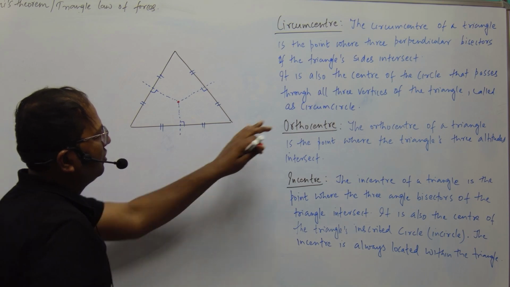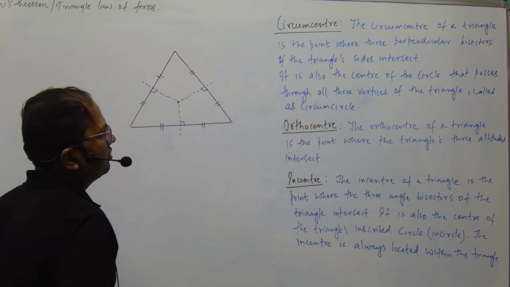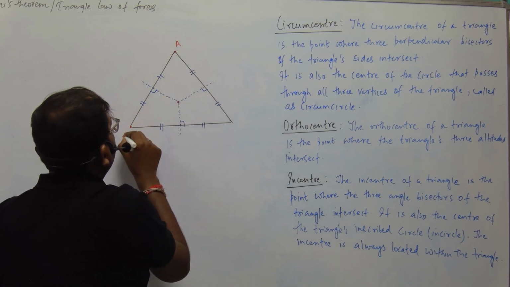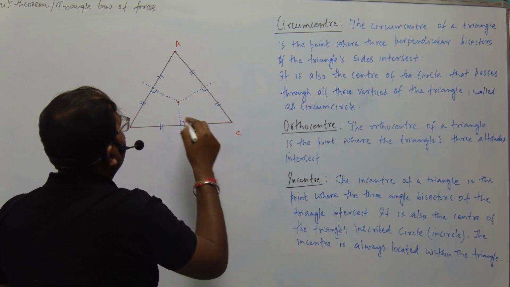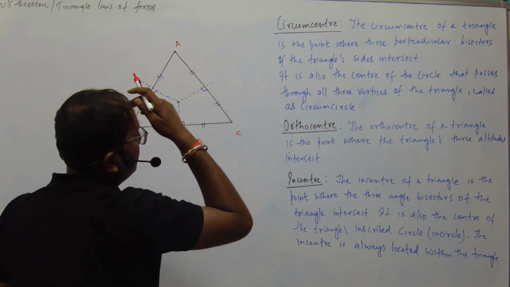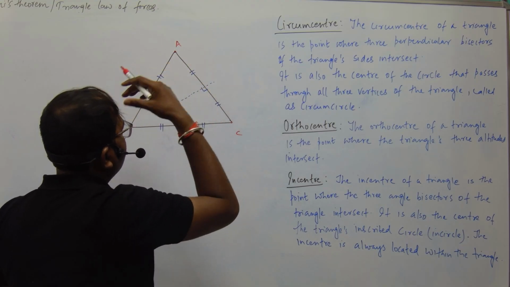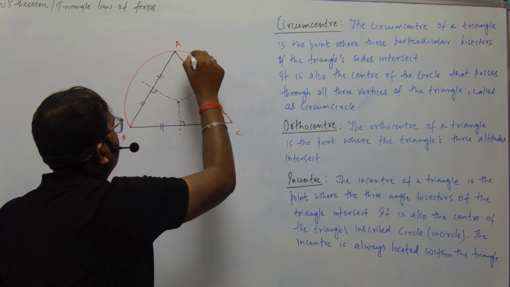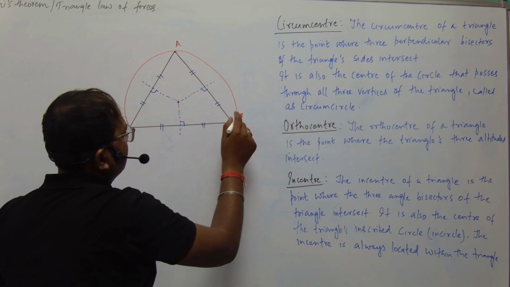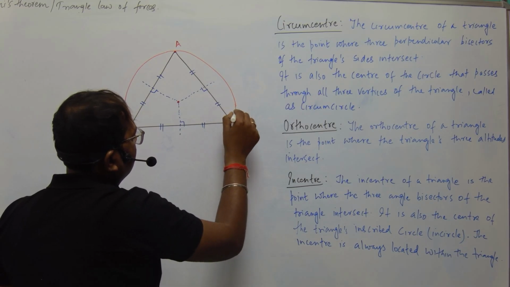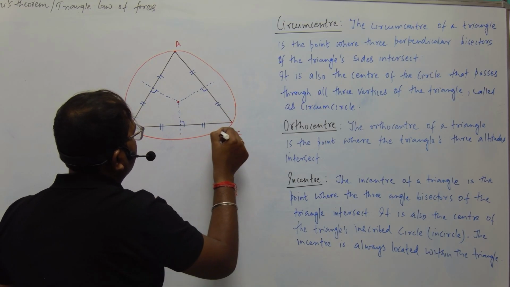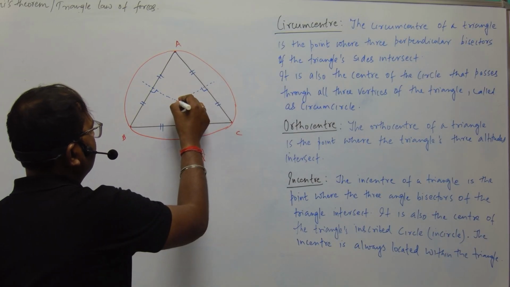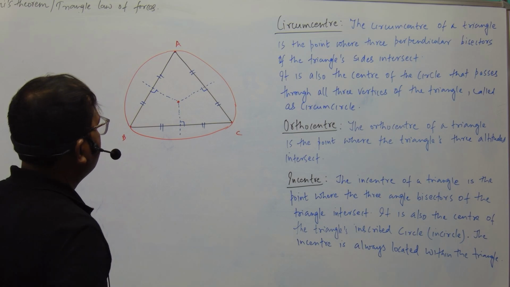It is also the center of a circle that passes through all three vertices. We have the vertices as A, B, and this is C. So this is the center of a circle passing through all three vertices. Let us draw the circle like this. This is our circle and this is the point, the circumcenter.